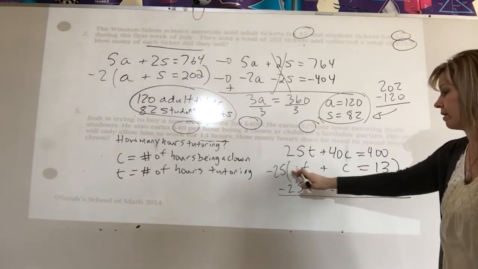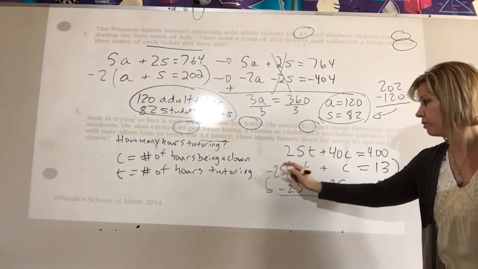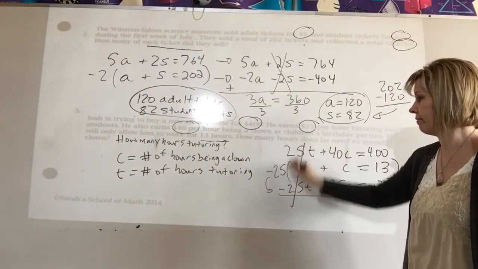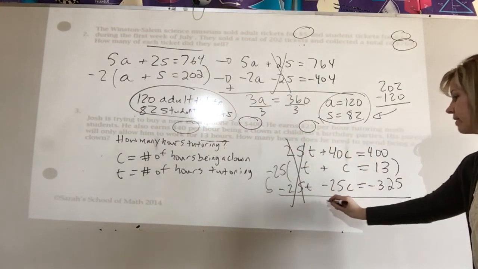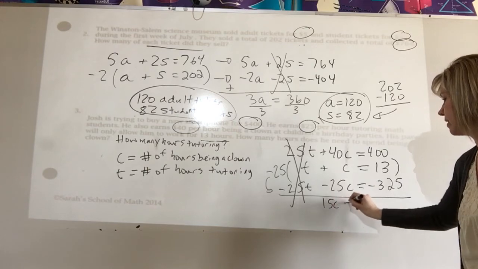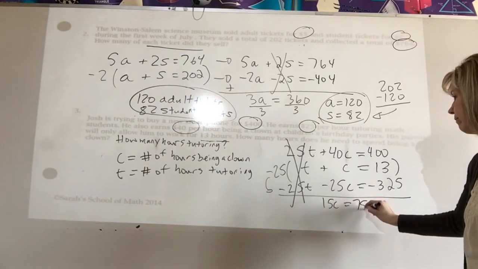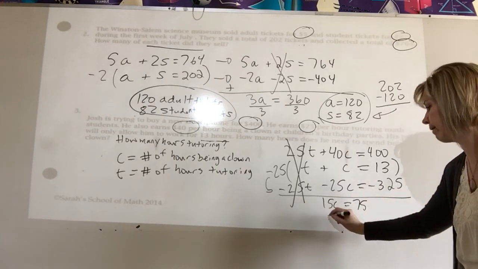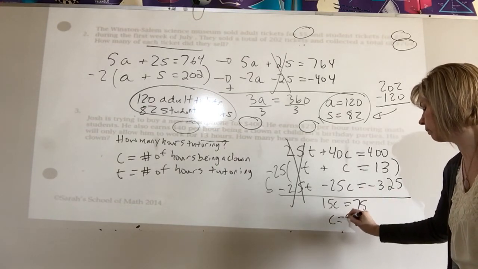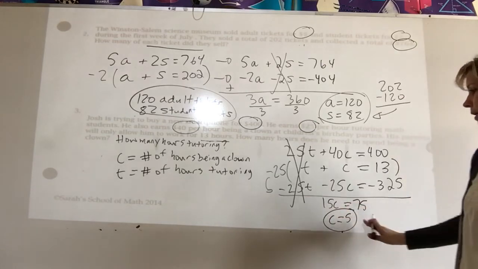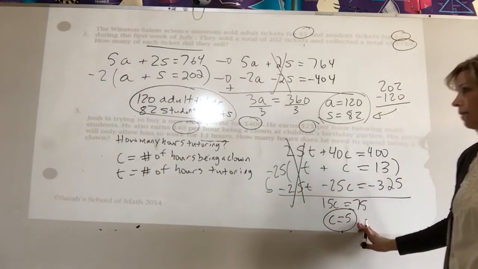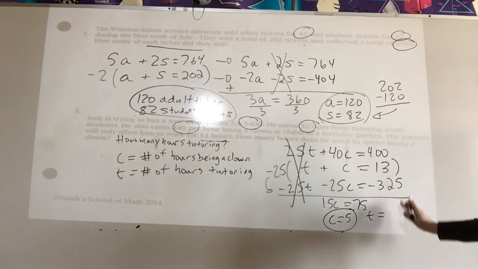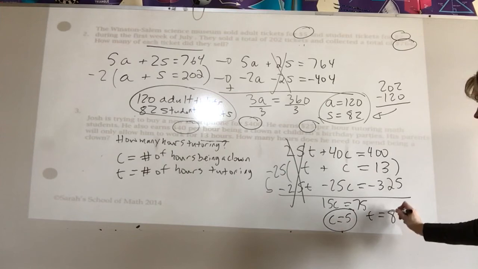All right, so this right here was this equation. So I'm just kind of ignoring that. Looking at the first one and the last one. The t's cancel, add up the c's. You get 15c equals 75 because you got 400 minus 325. And then divide by 15. And c will equal 5. So you have 5 for c. And if together they equal 13, what does t have to be? Well, 13 minus 5 gives us 8.